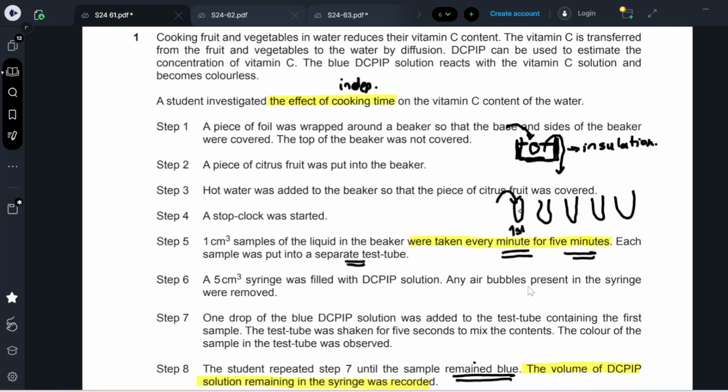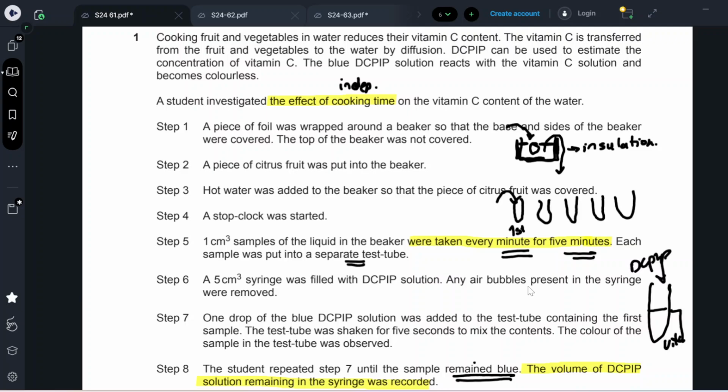Now this sample has vitamin C. So when you add a drop of DCPIP, it will turn colorless. I added another drop, colorless. Third drop, colorless. Fourth drop, it remained blue. So I will record the volume of the DCPIP remaining in the syringe.